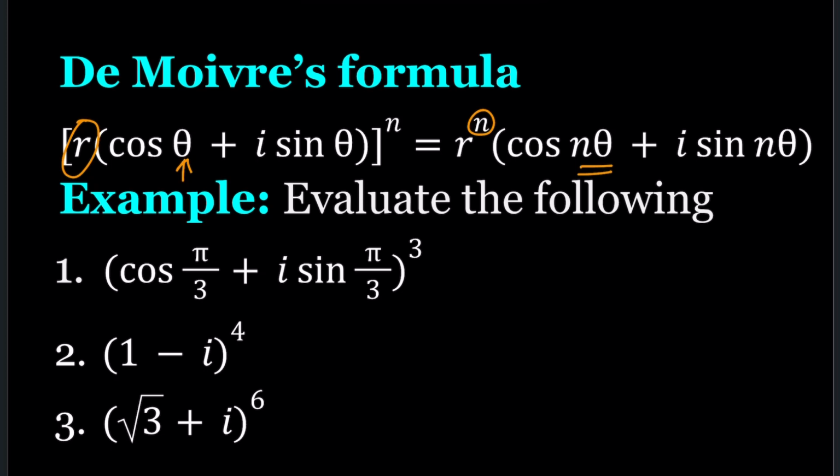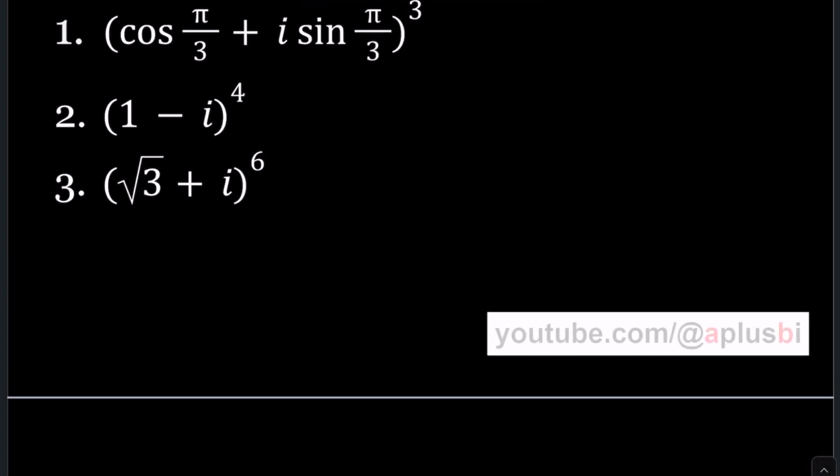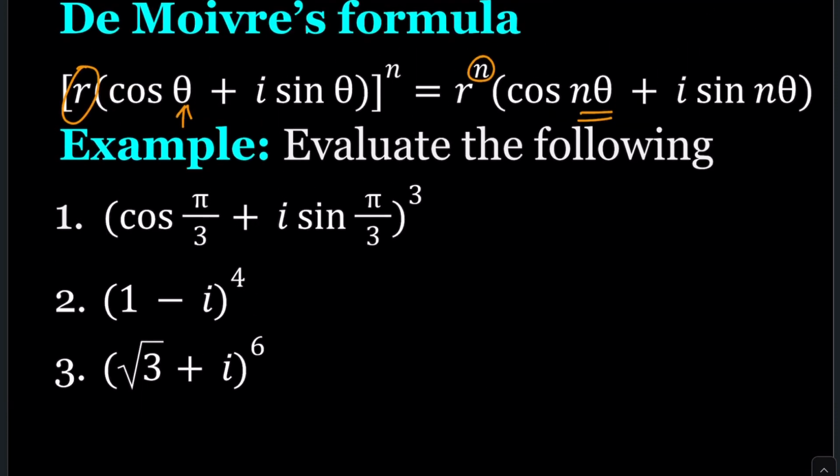So I have cosine pi over 3 plus i sine pi over 3, and I'm going to cube it. So how do you cube it, right? Let's go ahead and take a look. To be able to cube it, first of all, notice that its modulus is 1 because there's no number in front of it. So I can basically just multiply the argument by 3. That's going to give me cosine pi plus i sine pi.